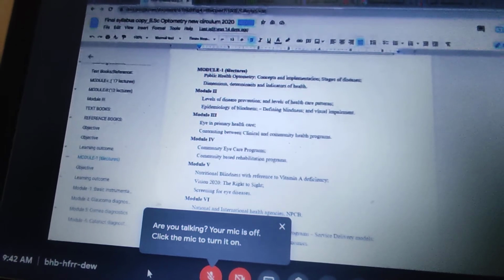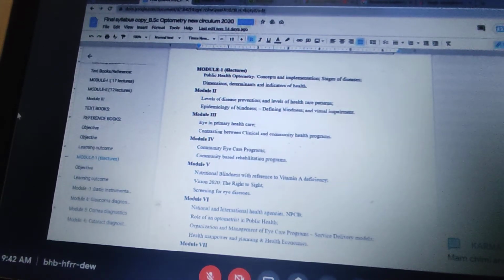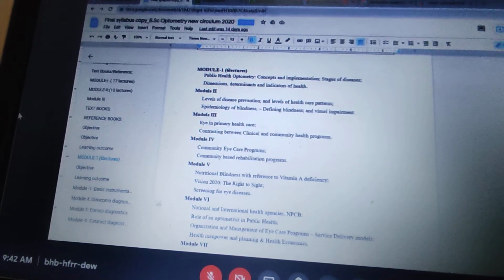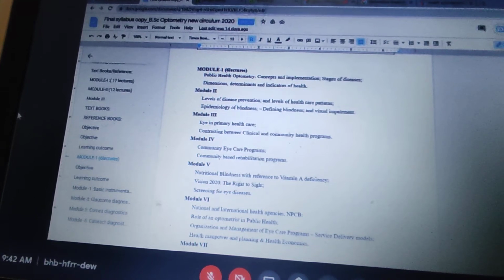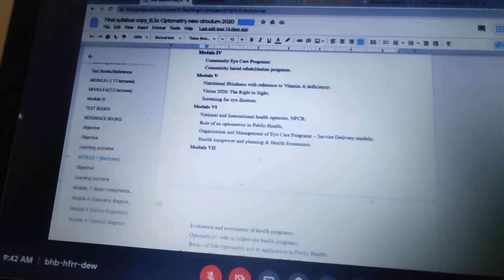And in module 5, it's more or less about Vision 2020. Okay, so WHO has defined this program called Vision 2020. About that you will be learning, and also the national schemes, what are the different schemes the government is implementing to avoid blindness all over the world. That you will be learning in this module 5. Okay, and module number 6 is also similar.